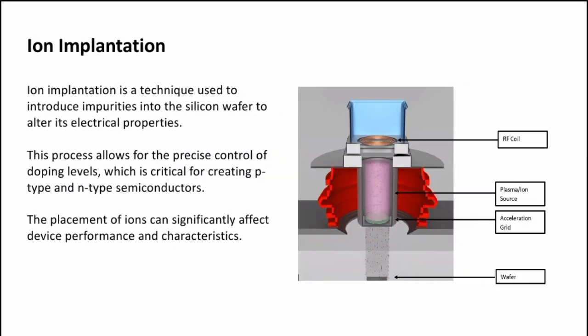Ion implantation. Ion implantation is a technique used to introduce impurities into a silicon wafer to alter its electrical properties. The process allows precise control of doping levels, which is critical for creating p-type and n-type semiconductors. The ion implantation diagram is given there, and the placement of ions can significantly affect the device performance and characteristics.